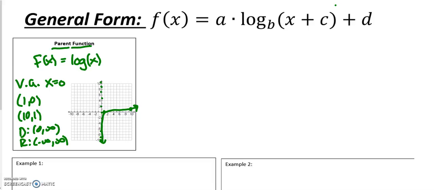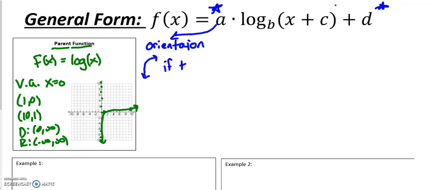Now the transformations are going to make a big difference to my graph. I'm going to move it left, right, up, down, stretch, shrink, all the stuff that we normally do. So let's look at what each of these things does. A is still going to do orientation. If A is positive, I'm going to have a shape like that, like I normally do. If A is negative, I'm going to reflect it, so my shape's going to go more like that, just so I can keep in my mind what the shape should look like.